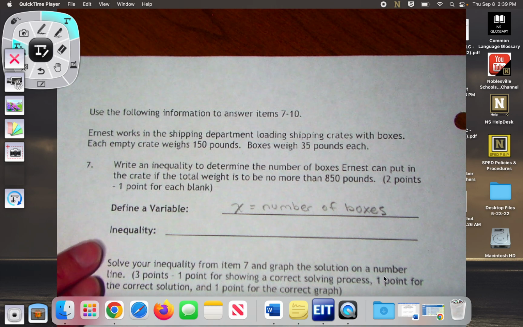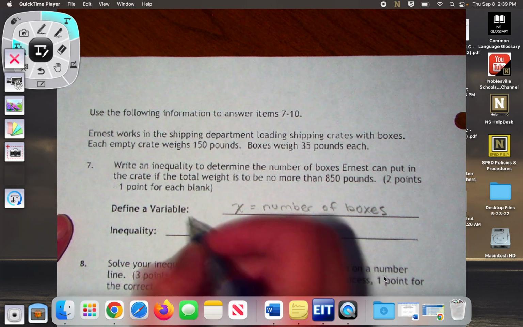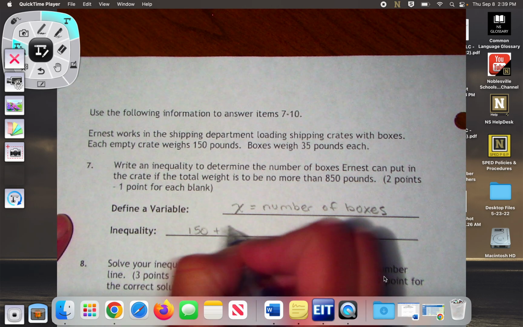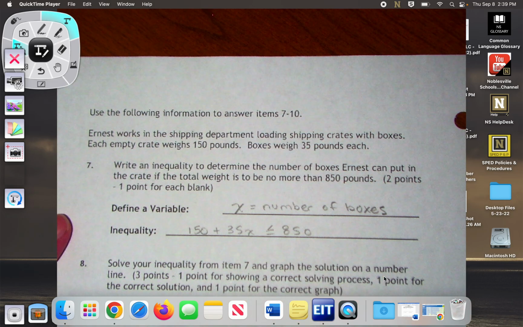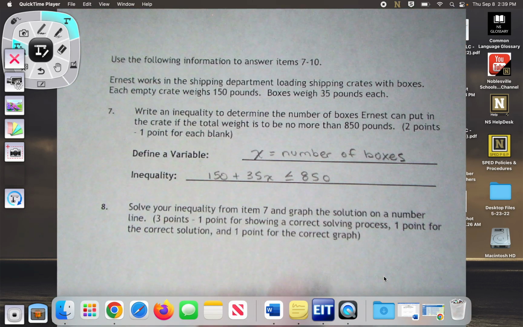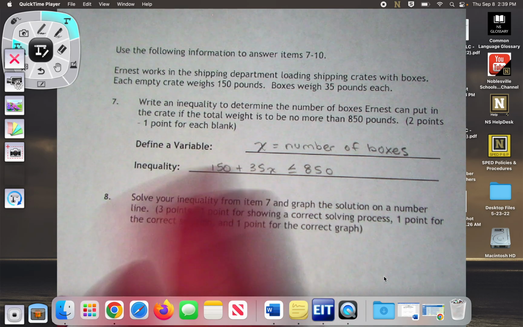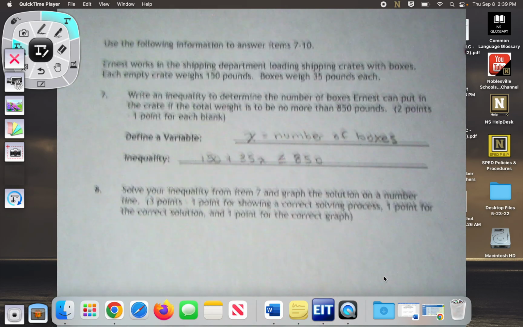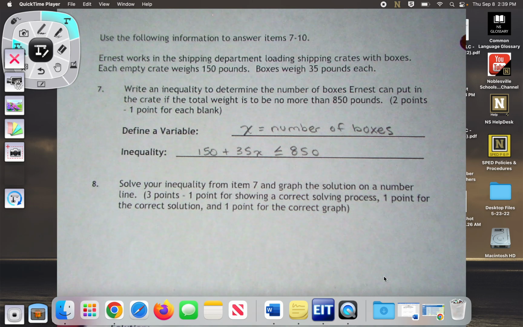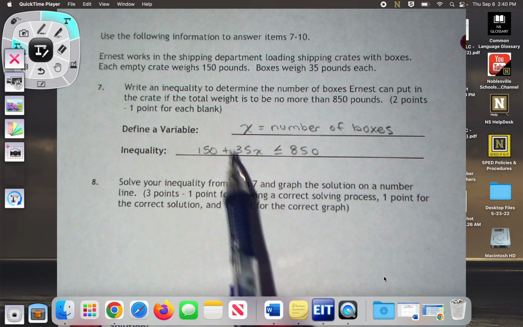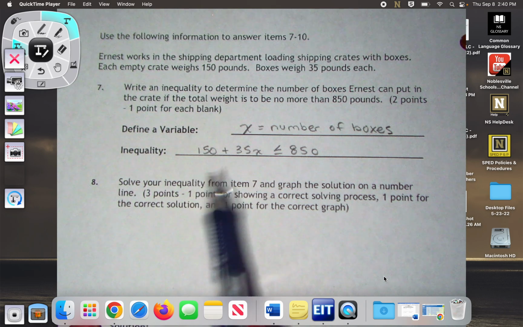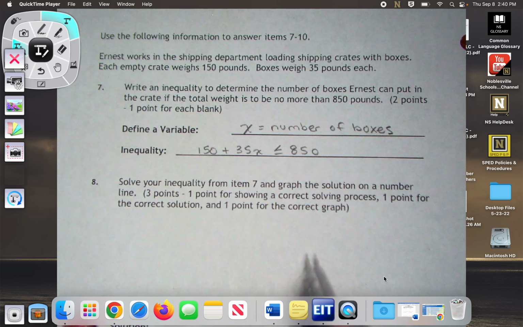So does anybody want to share what their inequality was for this? What'd you come up with, Harsha? 150 plus 35x is less than or equal to 850. Perfect. That's what I got. Right? Now, you could have these two switched. You could have 35x plus 150 or 150 plus 35x. Same thing. Now, when we get to graphing equations and inequalities, you're going to want to have this first because that's going to be your slope and this would be your y-intercept, right? But right now it doesn't really matter.